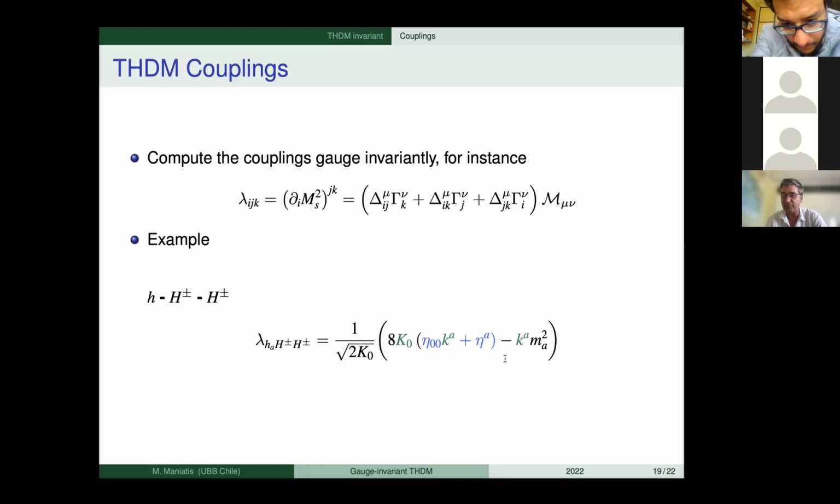These k's divided by k0. So gauge-invariantly completely. And these are the masses. M_A are the masses of the 3 scalar Higgs bosons. Well, we can express everything gauge-invariantly.